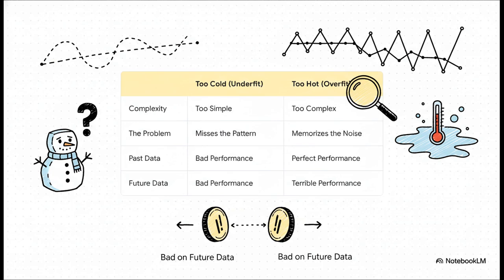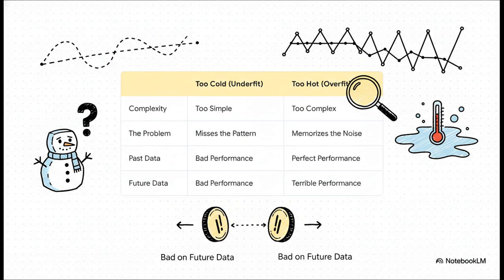So let's just put these two side by side for a second. Our too cold underfit model, way too simple. It completely misses the real pattern. The too hot overfit model, way too complex. It doesn't just learn the pattern, it memorizes all the random noise too. And the end result for both? They're both terrible at predicting the future. And that's kind of the whole point.